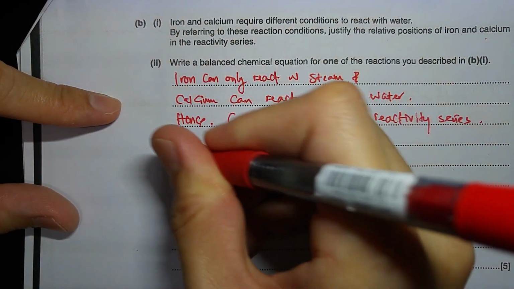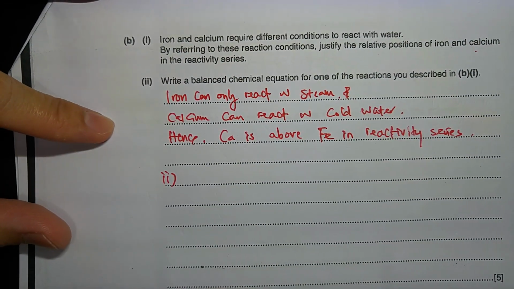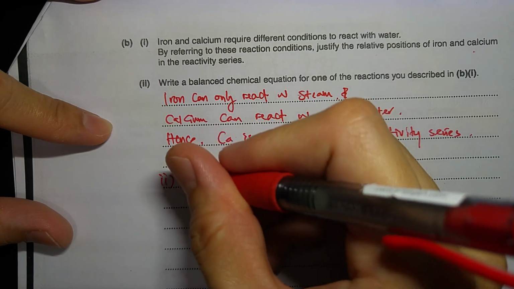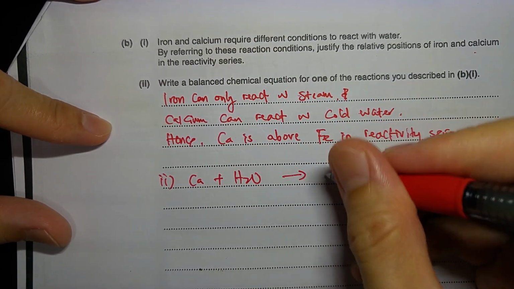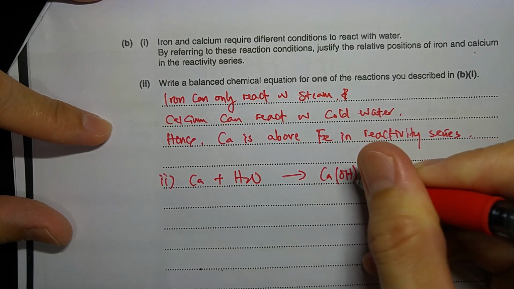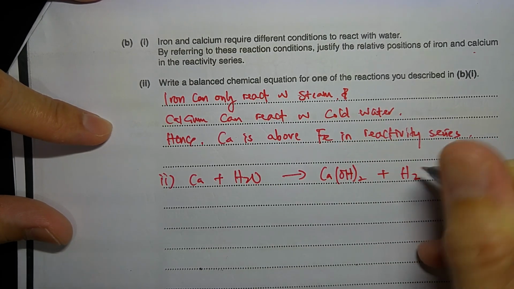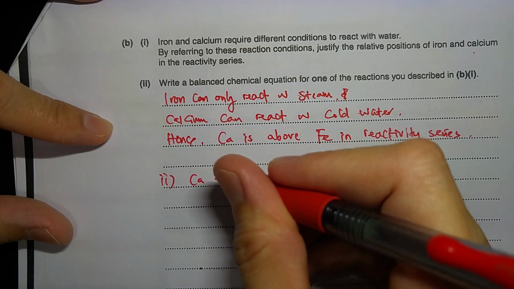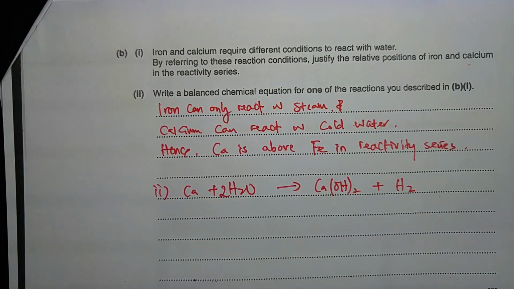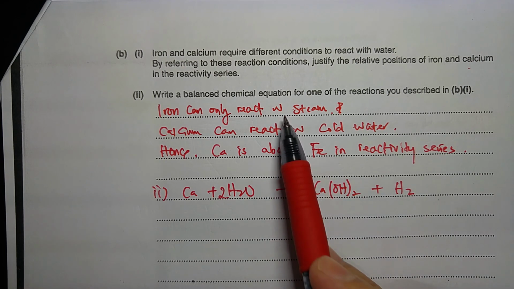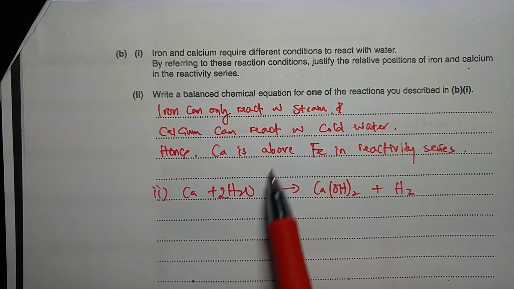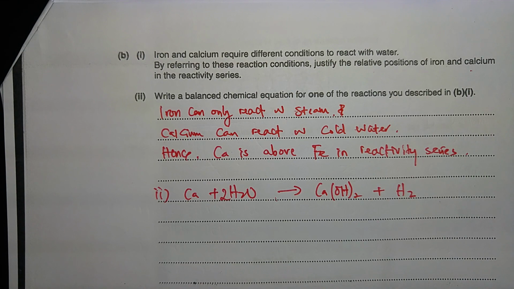And then for part 2, write a balanced chemical equation for one of the reactions. So the simplest one is calcium plus water. You get calcium hydroxide and hydrogen. Okay, so 5 marks. 1, 2, 3, 4, 5.